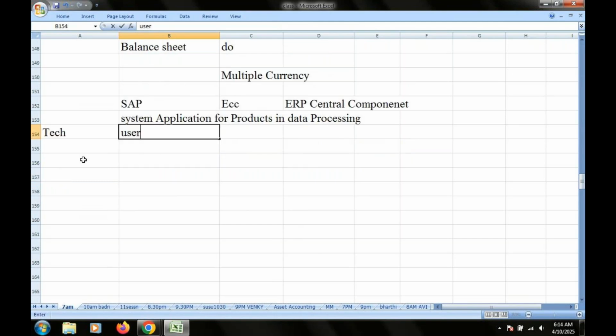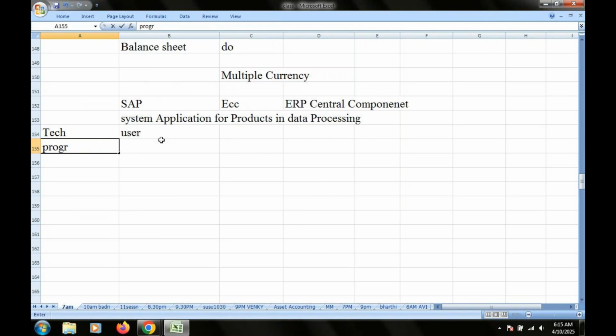Suppose those who are interested in making coding and decoding will go with the program side. I mean to say, it is the technical side. So those who are learning programs, who have an interest in coding and decoding, who have minimum knowledge of C, C++, Java, .NET, can choose the technical side.